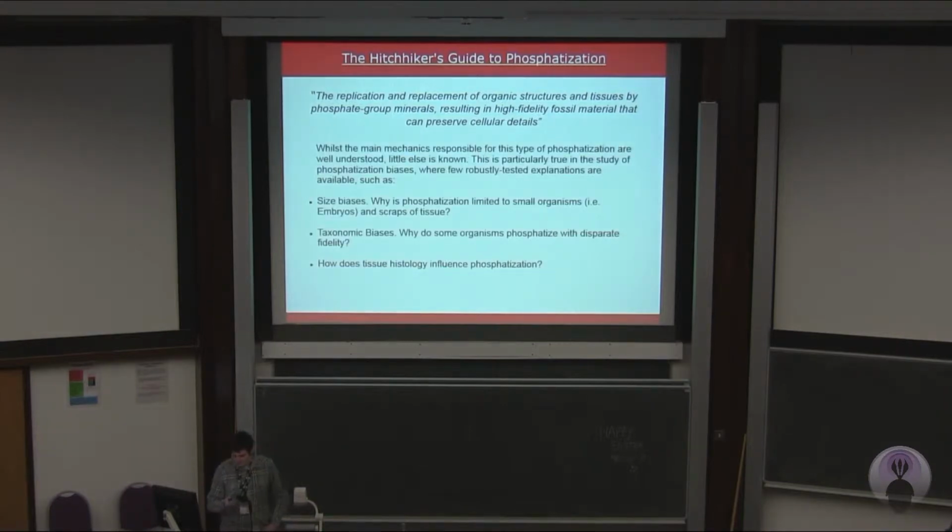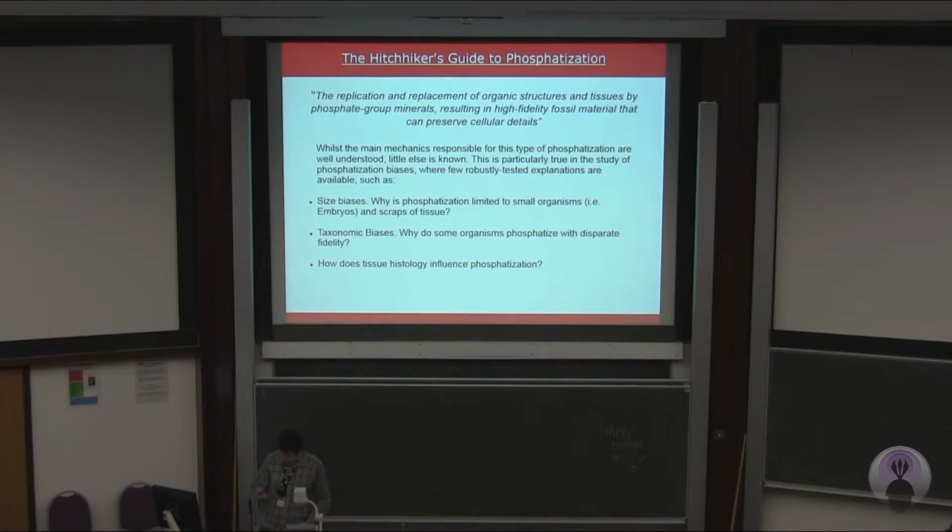While we know this much, however, there are quite a lot of things we still don't know, particularly when it comes to addressing biases, such as why do certain organisms phosphatize more than others? Why are there taxonomic biases? How does tissue histology actually influence the process of phosphatization? These things we're not so sure on.